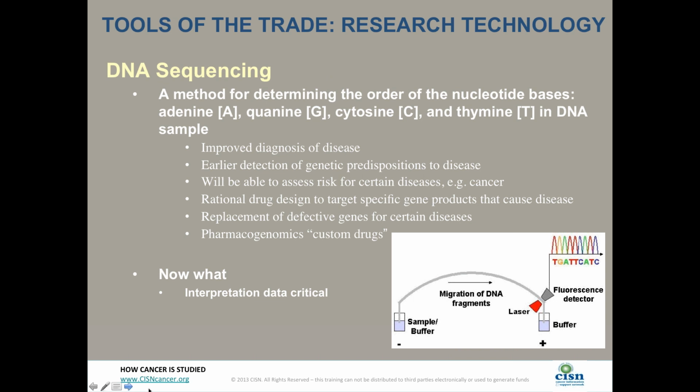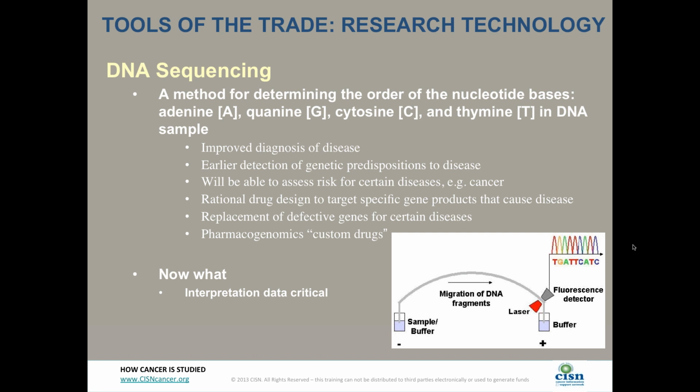Another area that is used a lot and that we actually hear a lot about is DNA sequencing. Really, all that is a lab test for determining the order of nucleotide bases: adenine, guanine, cytosine, and thymine. How do they line up? And here's this little picture. This is the printout that you get. From the DNA sequencing, you can hopefully get a better diagnosis of disease, and hopefully earlier detection of genetic predispositions to disease.